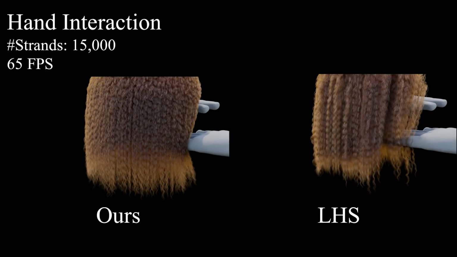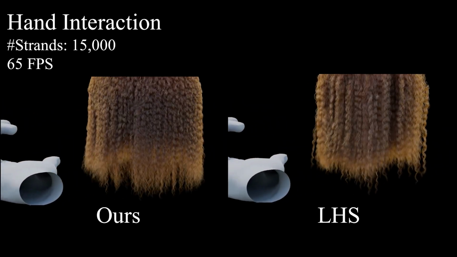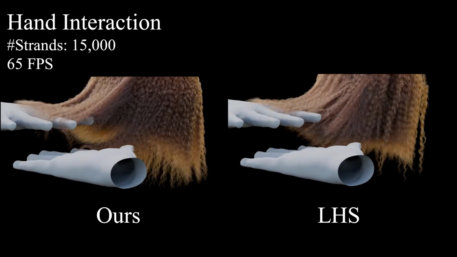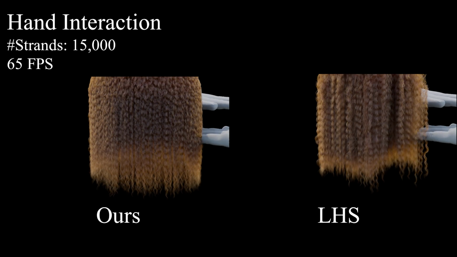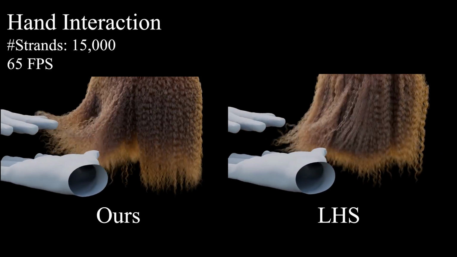More complex hair simulation frameworks often use interpolation methods like LHS to generate dense hairstyles from a few guide strands, reducing computational costs. However, this often introduces artifacts during object interactions.